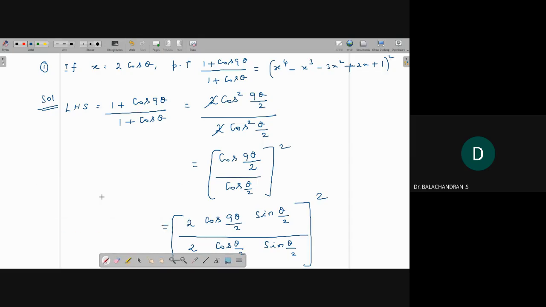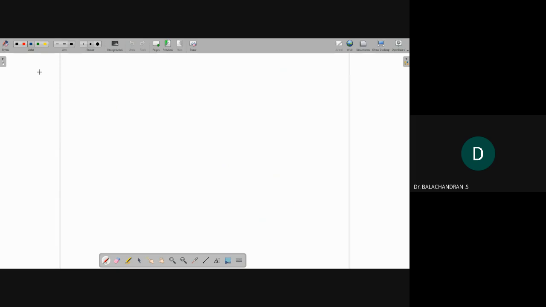I think you know the results, so I will just recall them. We know that sin 2 theta is equal to 2 sin theta into cos theta. And similarly, we know 2 cos A sin B is equal to sin of A plus B minus sin of A minus B. So now I am going to use these two results.